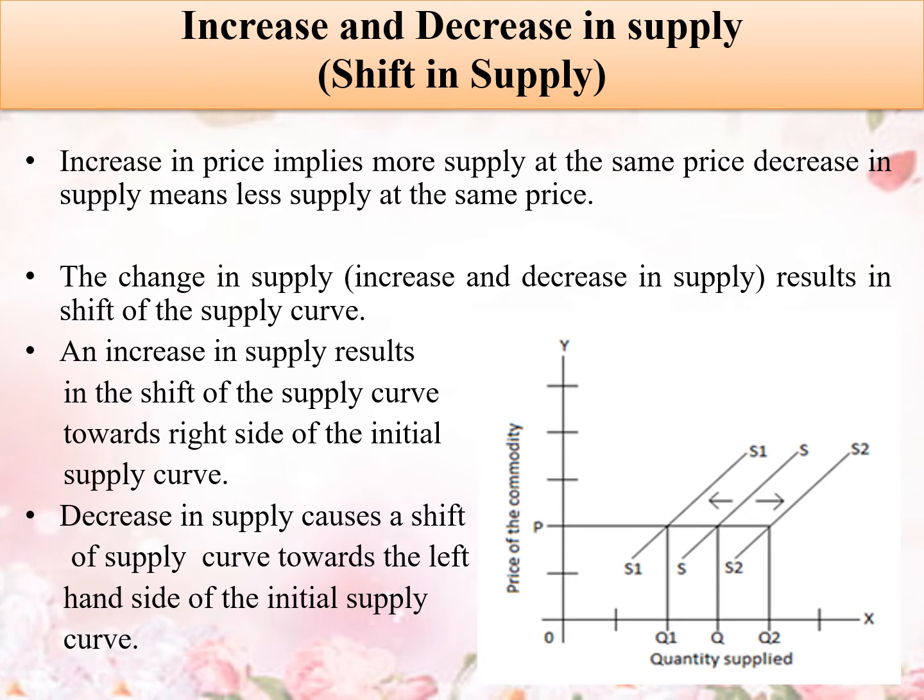Originally, OQ quantity is supplied at OP price, but due to change in supply conditions at the same price OP, OQ1 quantity of a commodity is supplied, indicating the decrease in supply. On the other hand, influenced by changing supply conditions at the same price, OQ2 is supplied. This indicates the increase in supply. This is all about the increase and decrease in supply.